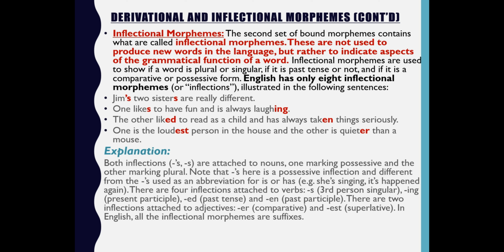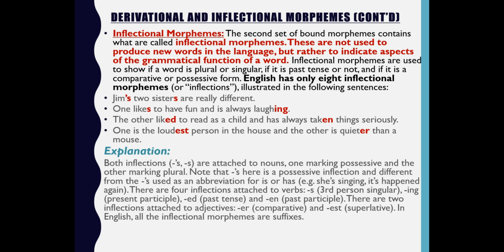طيب, there are 4 inflections attached to verbs. S, third person singular, اللي هي في الverb بتاع likes. And ing to indicate present participle in the verb laughing. And you have ed to indicate the past tense in liked. And you have en to indicate the past participle in the verb taken.